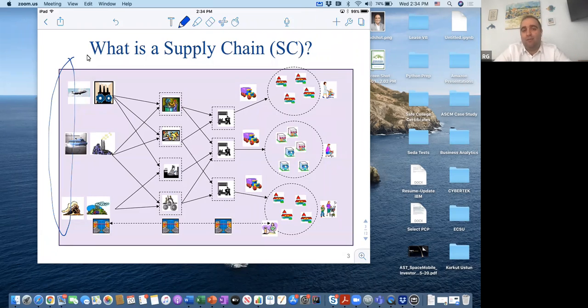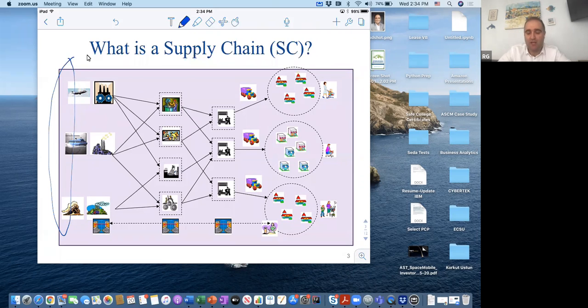And for example, Zara is an apparel company, and the raw material for them would mean fabrics or even, if you go way back, farming companies providing the raw materials for Zara to make the fabric or strings that they will be using in their operations.